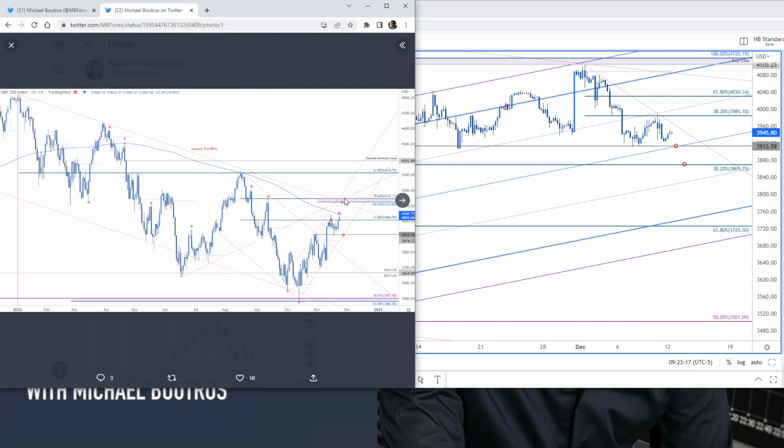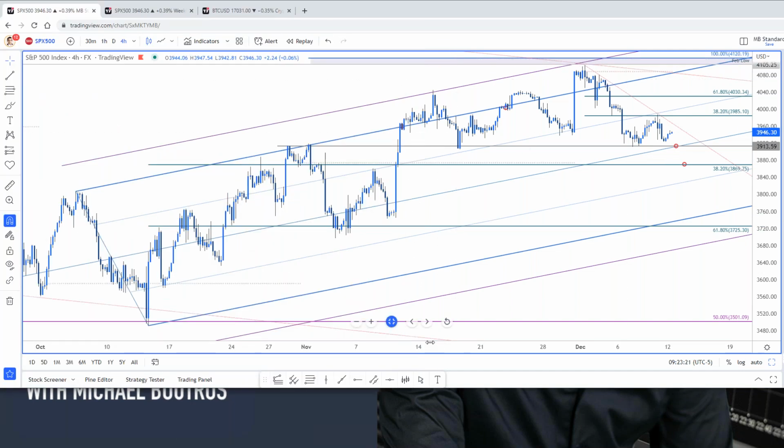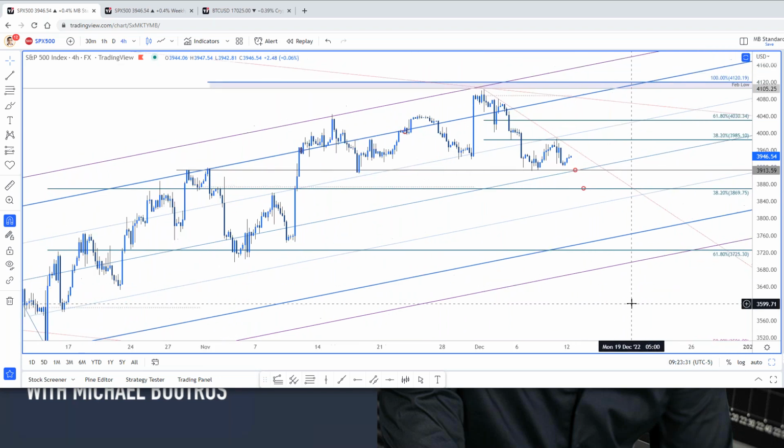We ran right into this region, failed and pulled back. Intraday, here's the same slope we were following last week. Again, 39.13 converges on the median line. There's 38.69. Questions on the SPX?